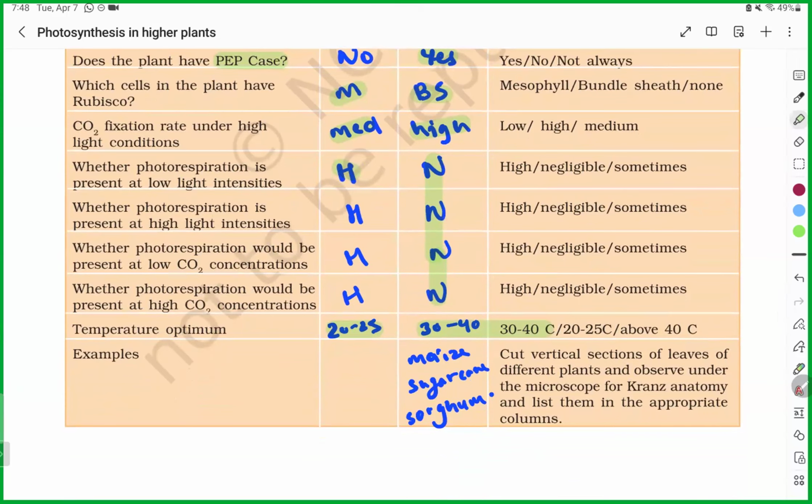Would photorespiration be present at high CO2 concentration in C3 plants sometimes? No, photorespiration is always there in C3. Why? Oxygen is also present in air, about 20%, so the concentration of CO2 is not very high in air.